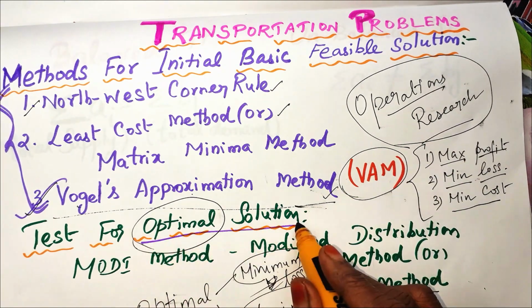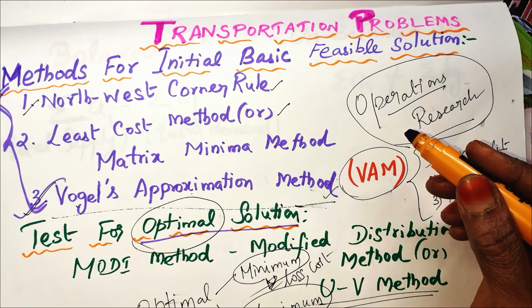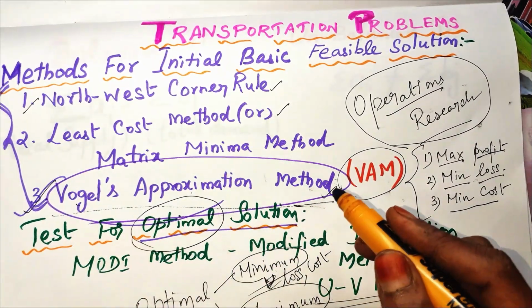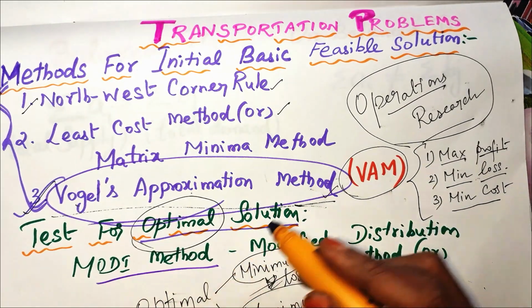So before we go into the optimal solution, first we have to find the initial basic feasible solution. For that, we are going to use VAM. So first we have to apply VAM, then we have to move on to Modi method.